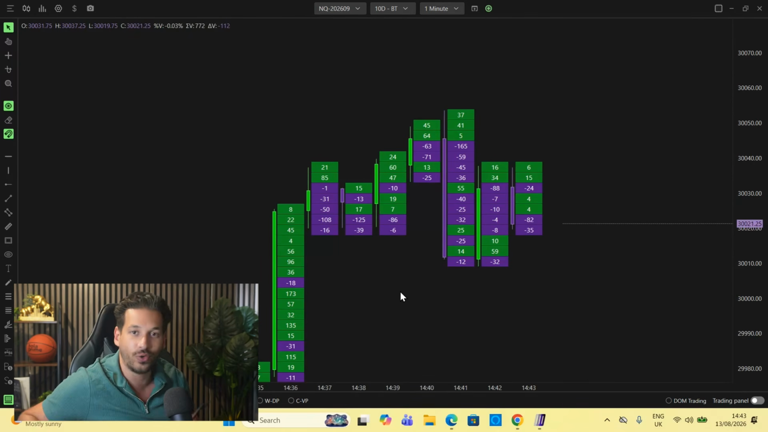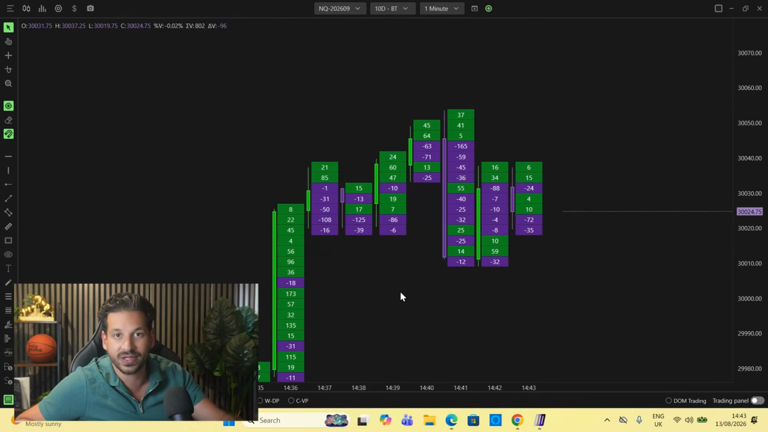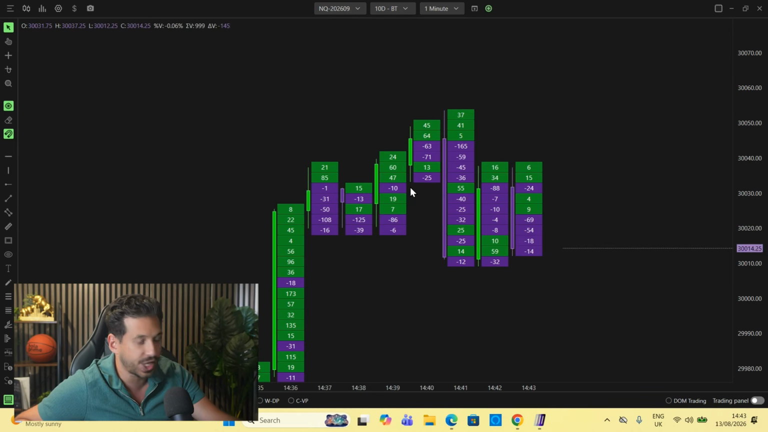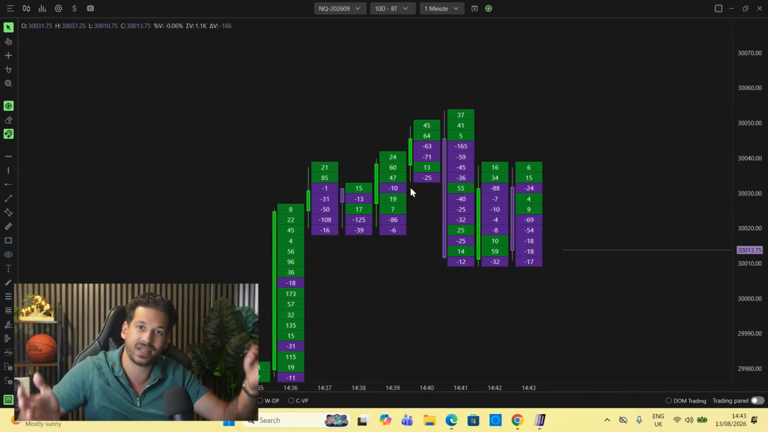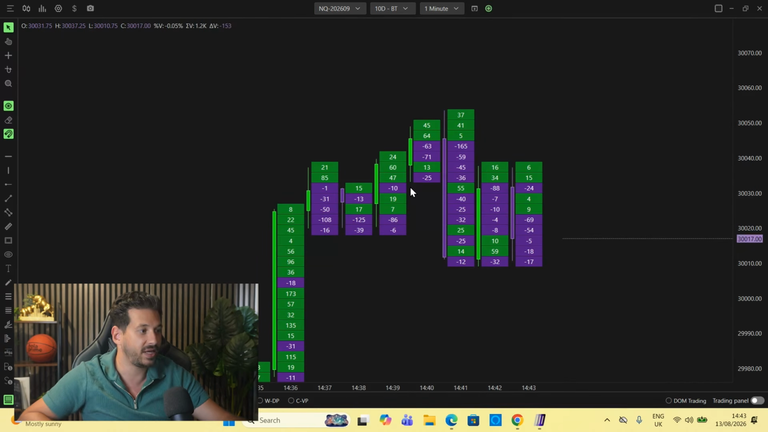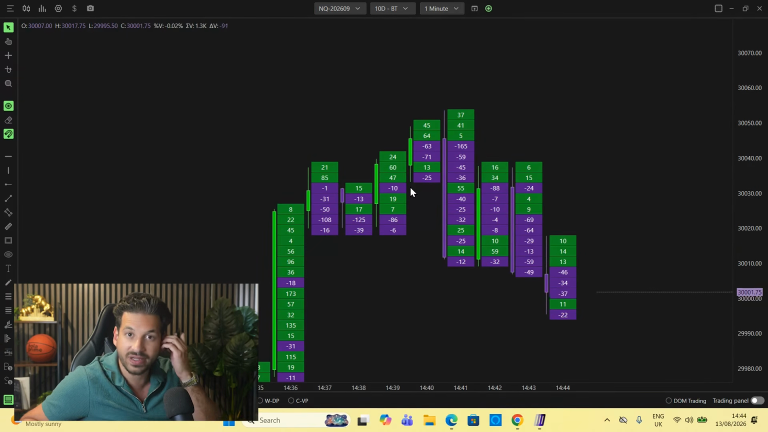Size doesn't always guarantee the market's going to go in that direction, because all the footprint is actually showing you is only one half of the equation. It's almost like a balancing act at any given time. It's only showing you the aggressive orders. What are aggressive orders? Aggressive orders are market orders.